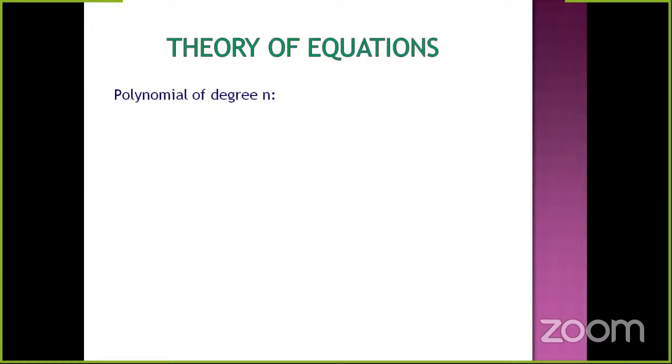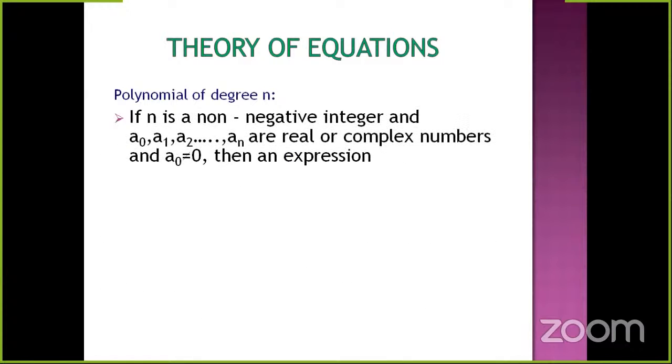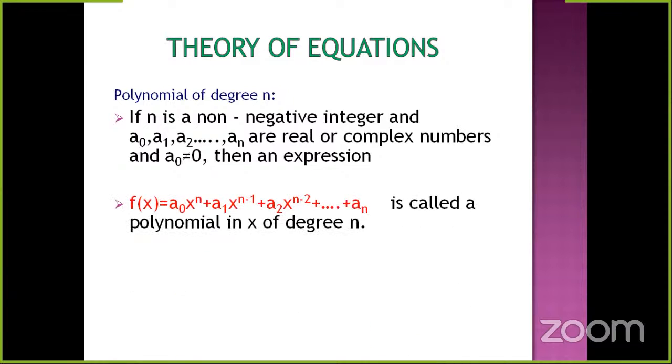So, you know that a polynomial of degree n is nothing but, if n is a non-negative integer and a0, a1, a2, and so on up to an are real or complex numbers and a0 is not equal to 0, then an expression f of x is equal to a0 x power n plus a1 x power n minus 1 plus a2 x power n minus 2 plus so on, an, is called a polynomial in x of degree n. Here, the highest power of x is n, so it is called a polynomial of degree n.